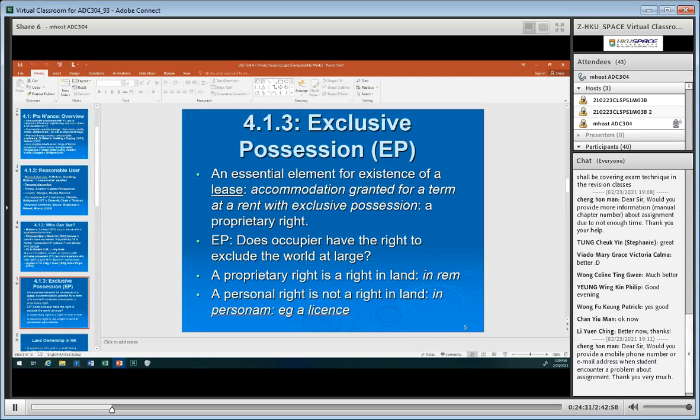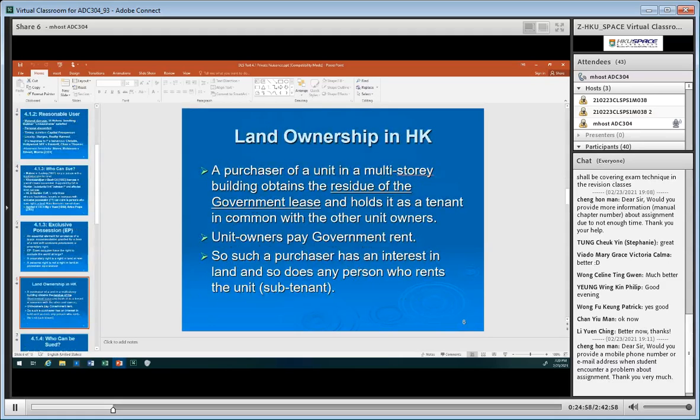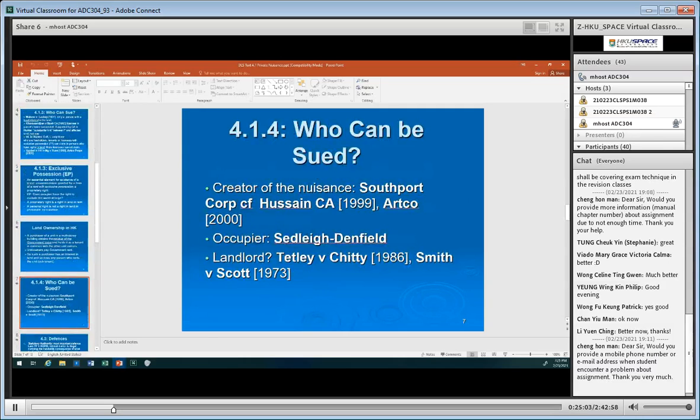So exclusive possession, EP: does the occupier have a right to exclude the world at large? It's a question of fact. If you do have exclusive possession, you have a right in land, a proprietary right. The Latin expression is a right in rem, in the thing. If you only have a license, you don't have a legal interest in the land. That's only a right in personam. Okay, so I only have a license to be in this room at the moment. I can't sue in private nuisance. Land ownership in Hong Kong, we don't need to go through that again.